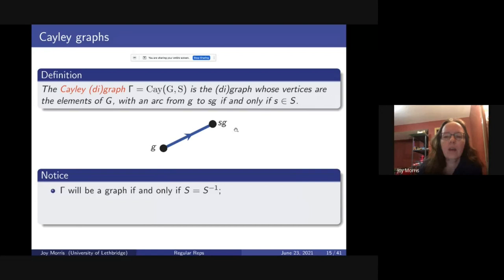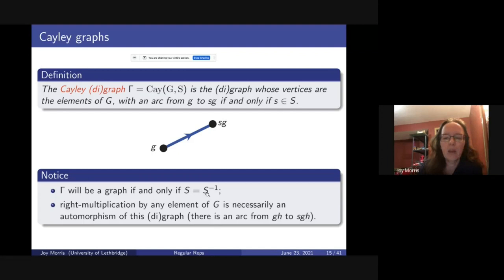We will get a graph if and only if the connection set is closed under inverses, because if we want a graph, then anytime we have an arc going one way, we need the corresponding arc coming back the other way. And to get that from this definition, we need to have some element of our connection set such that when we left multiply it by s g, we get back to g. And that element clearly has to be s inverse. s inverse s g gives us back g. So we'll get that reverse arc if and only if whenever little s is in S, little s inverse is also in S. So if and only if that connection set S is closed under inversion.